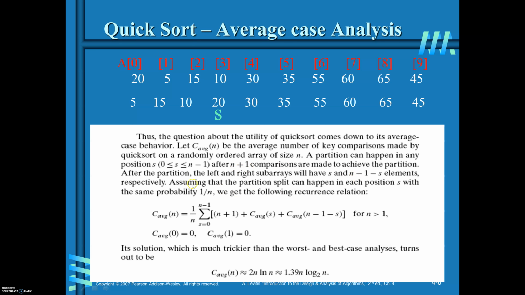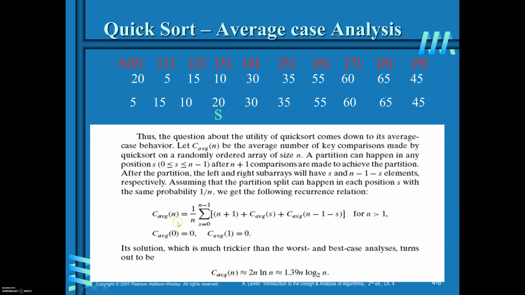After this partition, we will be left with two subarrays, the left subarray containing s elements and the right subarray containing n minus 1 minus s elements respectively. Now, assuming that the partition split can happen in each position s with the same probability 1 by n, we get the following recurrence relation here.